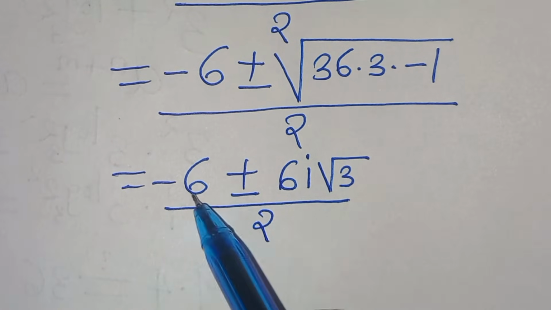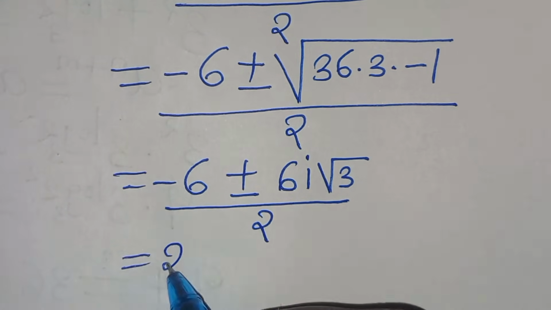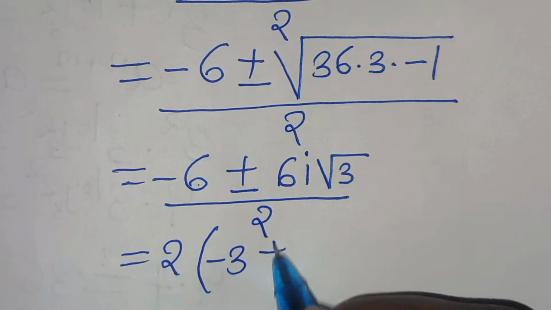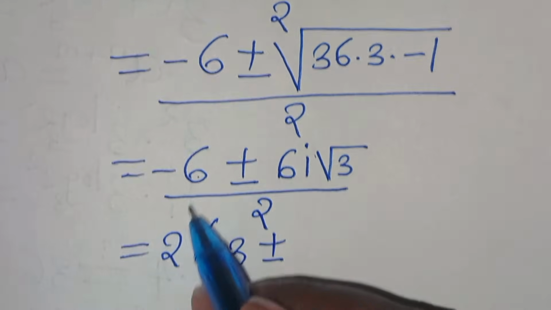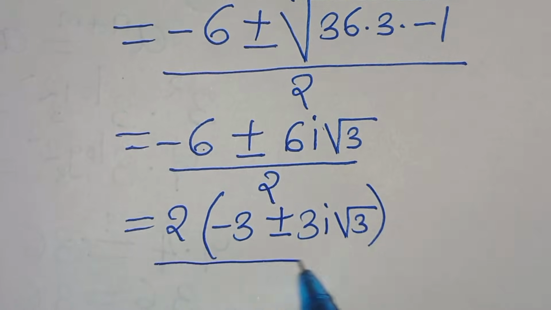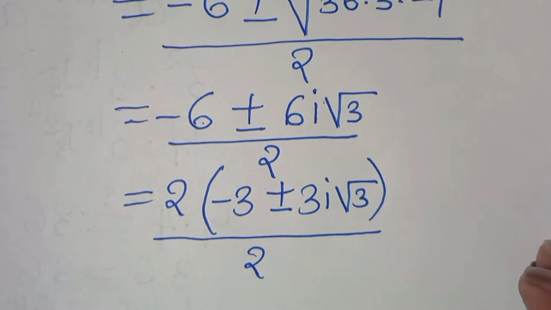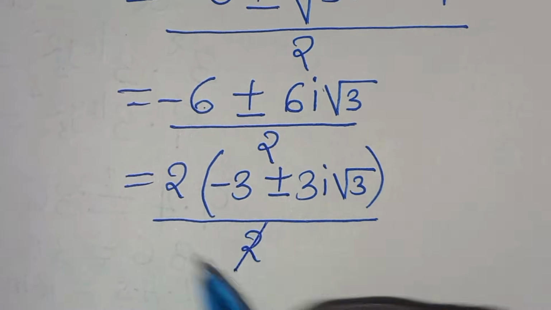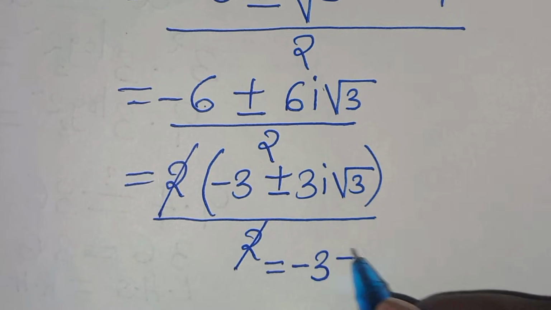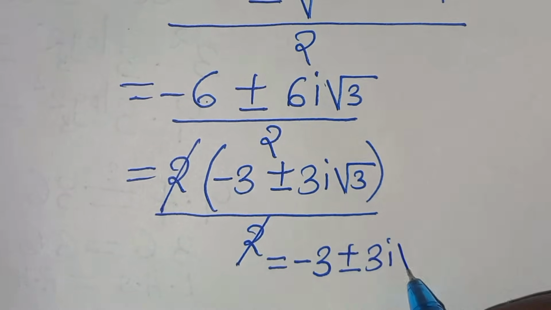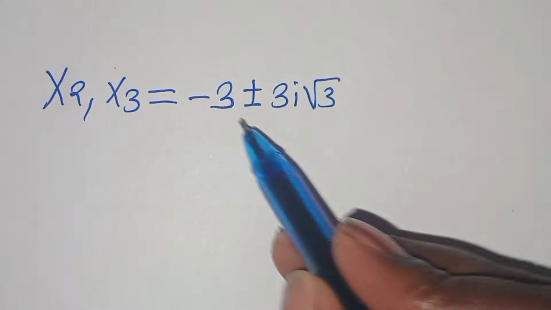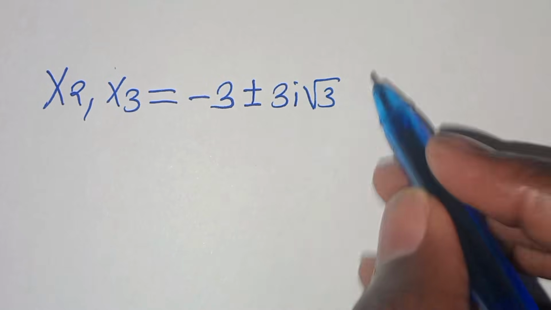In the numerator here, 2 is common, so we can factor out 2, so that minus 6 divided by 2 is minus 3, plus or minus 6i divided by 2, which is 3i square root of 3, everything divided by 2. So we can simplify here, and therefore we have minus 3 plus or minus 3i square root of 3. Now we have x2 and x3, which are minus 3 plus or minus 3i square root of 3.